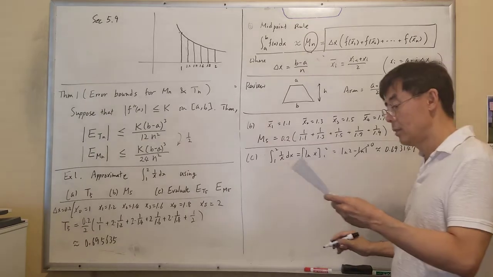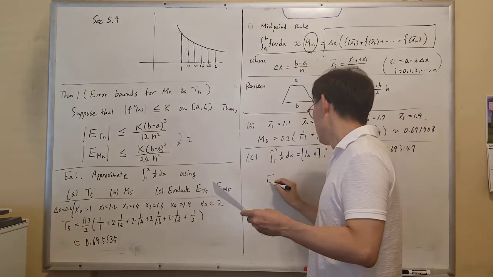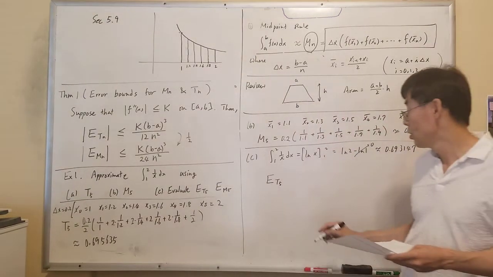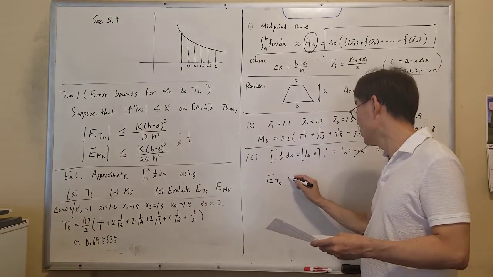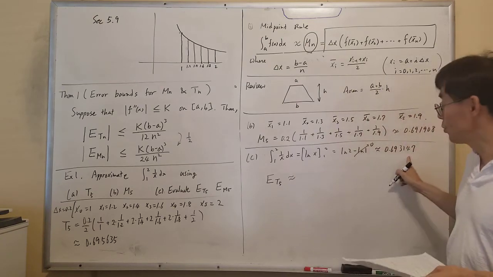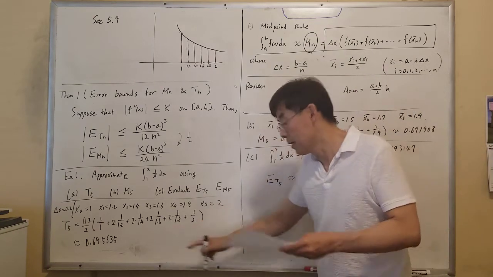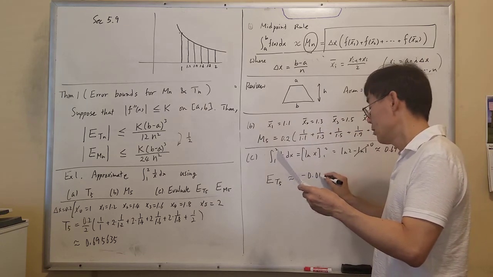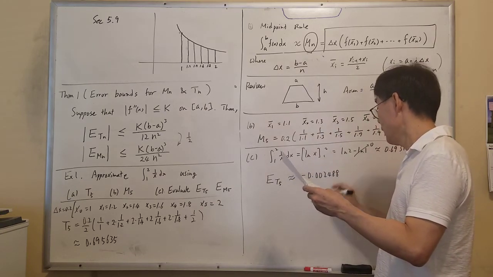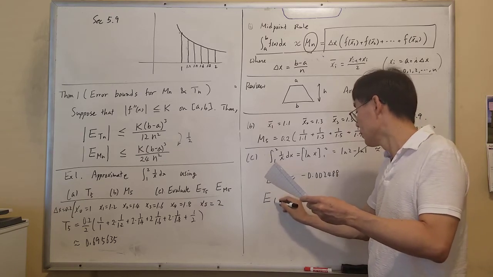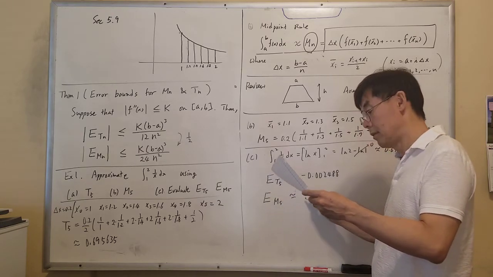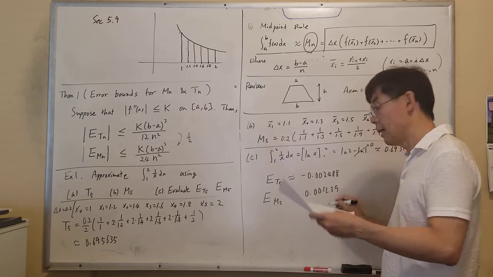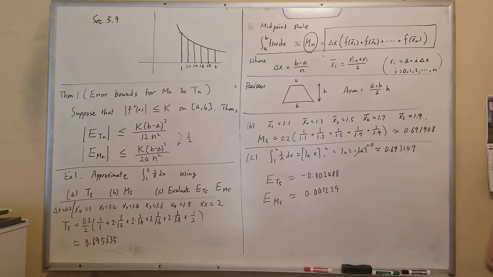3147. So the error due to the trapezoid rule is this true value minus this error. That will be minus 0.002488. And for n equals 5, 0.001239.